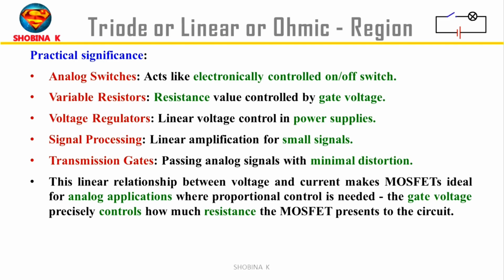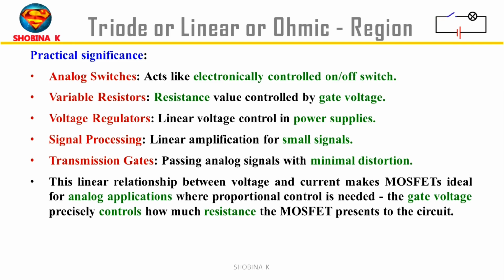Now let's understand the practical significance. In this region, the MOSFET can be used like an electronic on or off switch. It can be turned on or turned off by changing the gate voltage. Next, MOSFET behaves like a resistor in which the resistance can be adjusted using the gate voltage. That is like a knob for current flow.